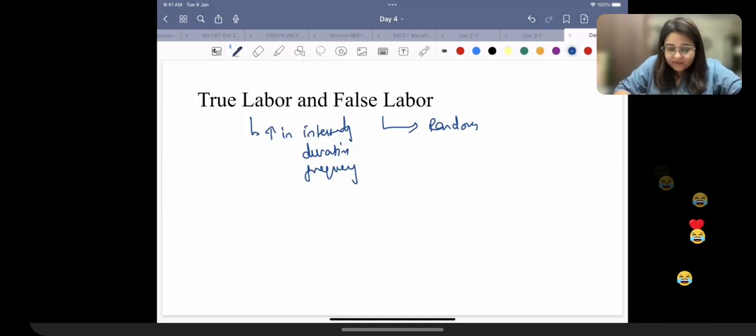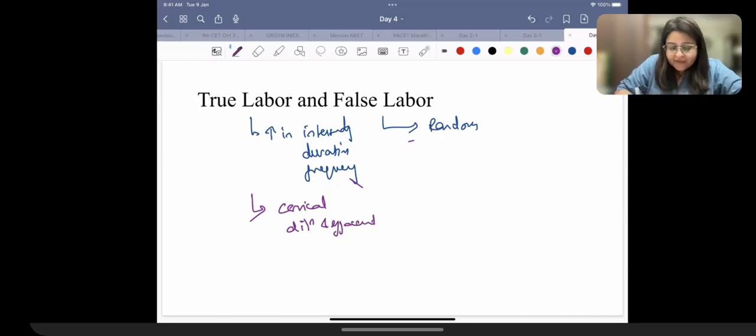ठीक है. Now coming to what else happens in true labor. True labor pains also is associated with cervical changes. That means cervical dilatation and effacement will happen in true labor. अगर true labor नहीं, अगर false labor है, there is going to be no cervical changes.